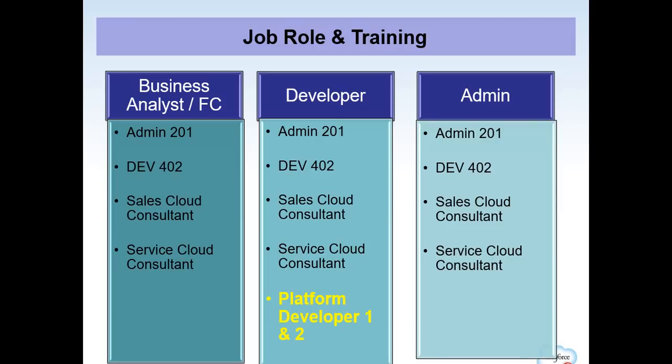You have already understood the different kinds of job roles available. You have understood the different kinds of training available. Now we are going to merge these two, that is, for which job role which training is required. Example, for a business analyst or a functional consultant, which training is required. For a developer, which training is required. For admin, which training is required. So we are going to explain this, right?